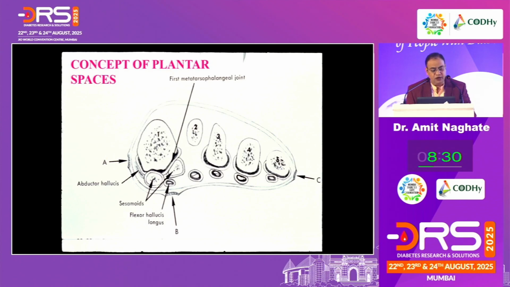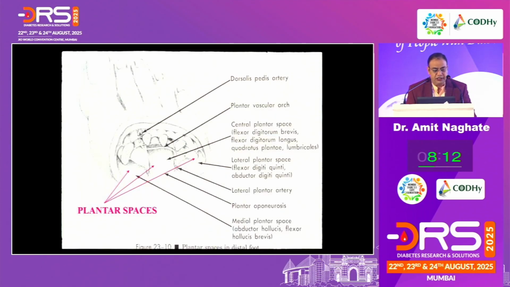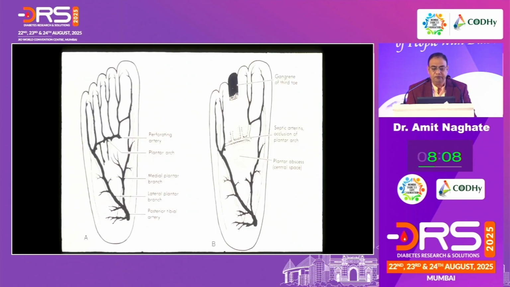If you can see the arrows, A is your medial space, B is your central space, and C is your lateral space. An infection coming into a space will extend and infect the tendons and muscles in that space and lead to its spreading. This is the cross-section study: medial, central, and lateral.